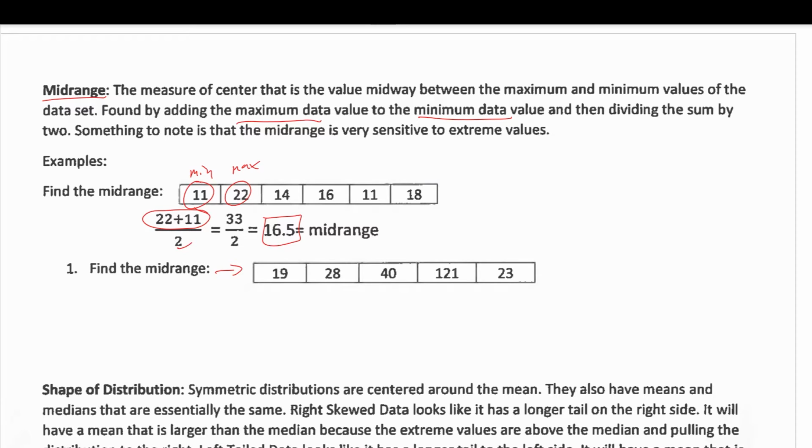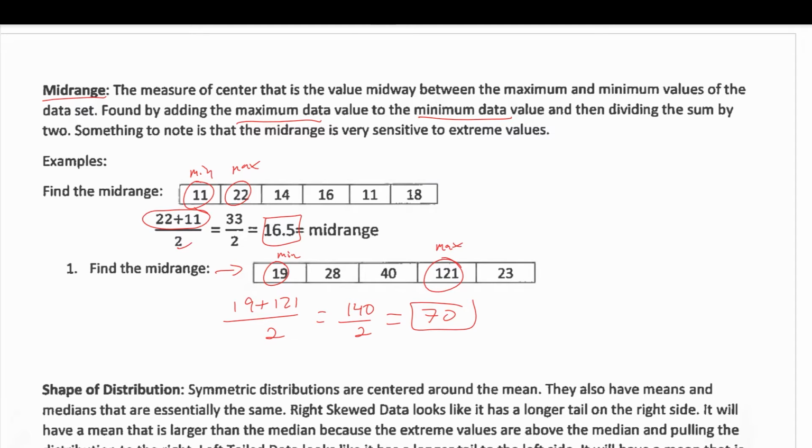All right, so the minimum value is 19. That's your minimum. Your largest value, your maximum, is 121. Again, we're going to add these values and find the value that's right down the middle. So add them up. We get 140 divided by 2 is 70. So 70 is the mid-range.